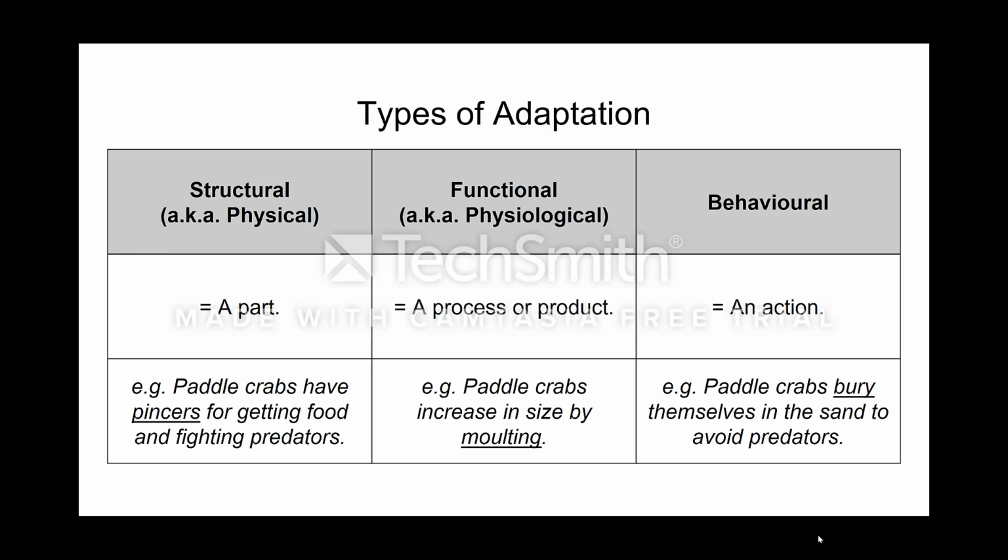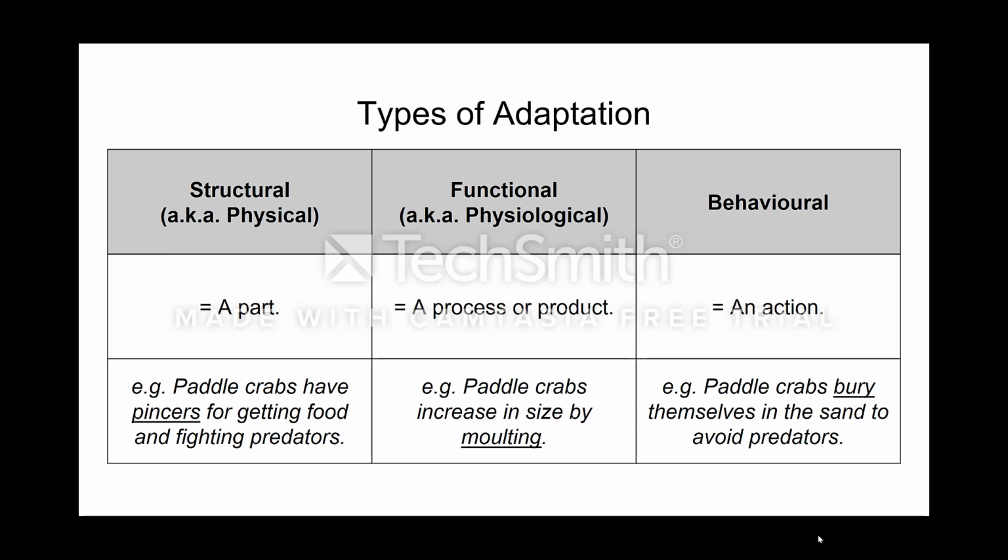Now, when we talk about adaptation, broadly it can be put into three distinct types. Structural adaptations. These refer to morphological or physical features that are part of the organism's structure. So the example that you've got on the table there would be the pincers on a crab, or the shape of a beak on a bird, or the bright coloration that it might have.